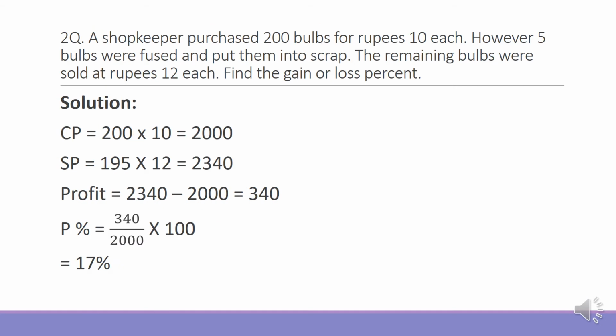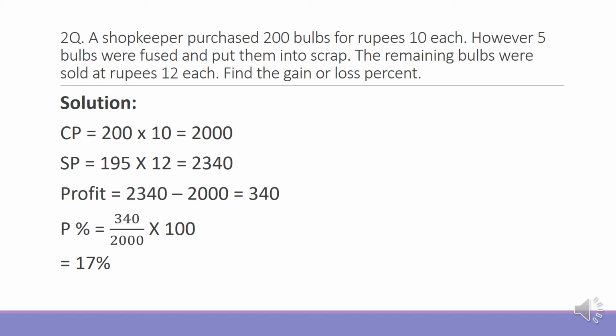Here a shopkeeper purchased 200 bulbs for rupees 10 each. However, 5 bulbs were fused and put them into scrap. The remaining bulbs were sold at rupees 12 each. Find the gain or loss percentage.